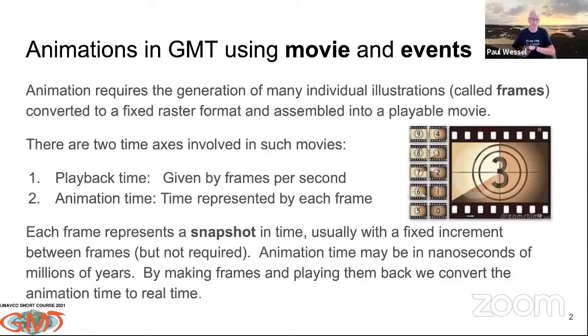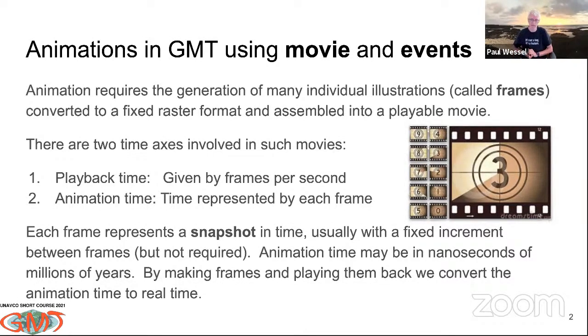So in GMT, we use the tools movie and events to actually create these animations. And as you all know, movies are just a bunch of still pictures. So the task is to make the same thing, a bunch of still pictures, and put them back in the right order and make a movie.